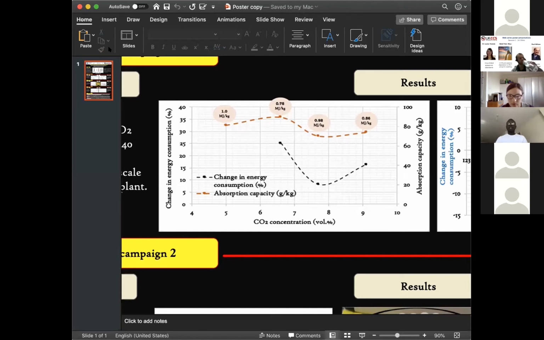So within the course of my PhD work, I have embarked on a number of studies. One of the studies that I'm going to talk about right here is selective exhaust gas recirculation and how that affects the performance of the CO2 capture process.